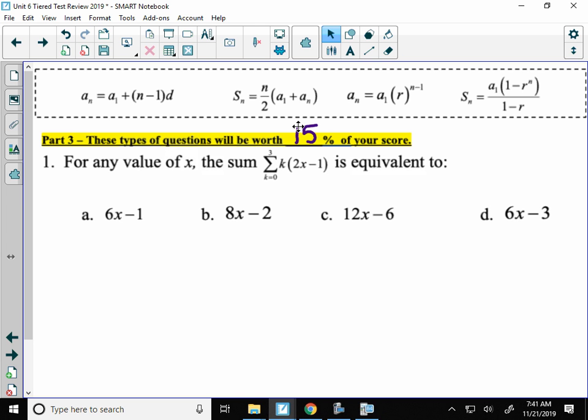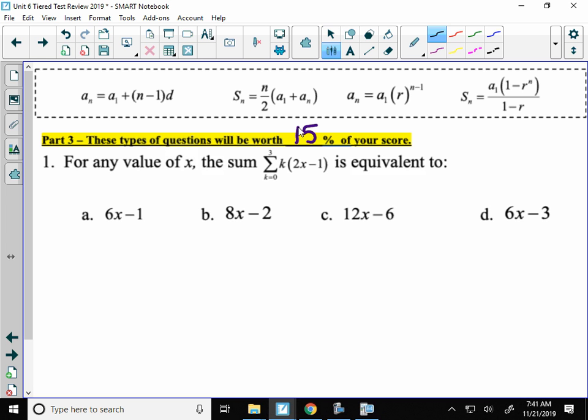For any value of x, the sum from 0 to 3 of k times 2x minus 1 is equivalent to which one? Now this one, if I look at my answers, I have x in every answer. So I'm not worried about getting rid of the x. Here's what I would do. If I have a sum, I'm going to list out every term in the sequence and then add them up. All right, my terms are going to have x's in them, and that's okay.